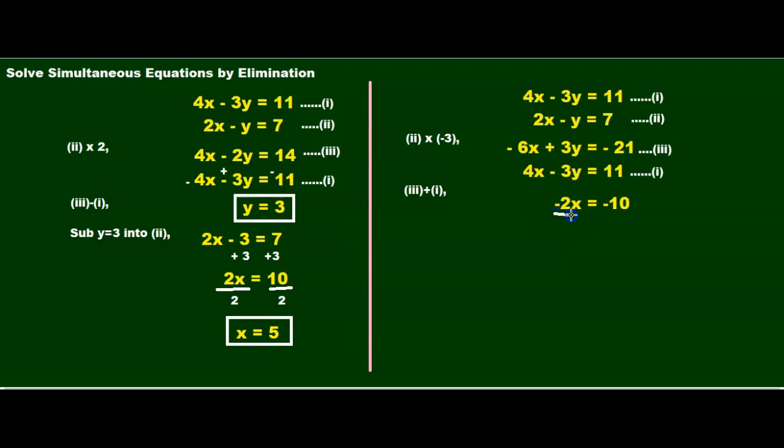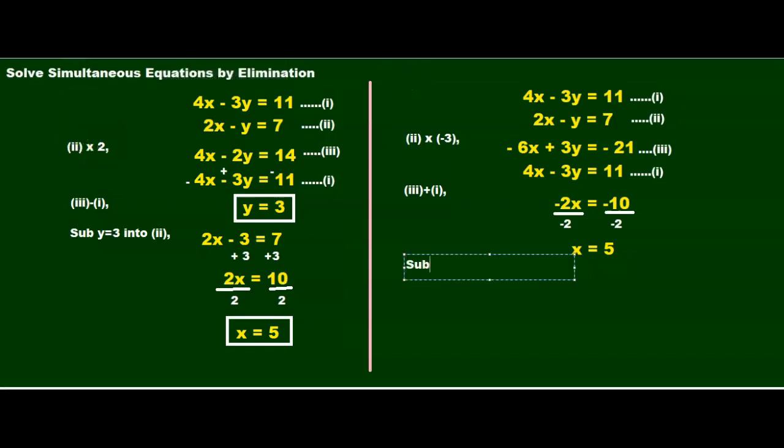And then if I divide both sides by negative 2, because we want to get rid of the negative 2 in the negative 2x, we get x equals 5. And look, if you see, we have x equals 5 in both cases. That's a good sign. And it should be so.